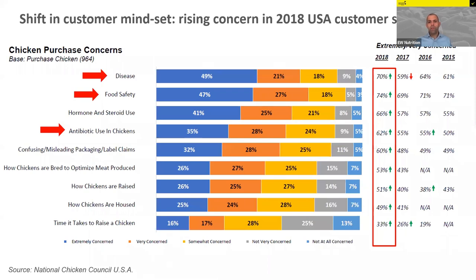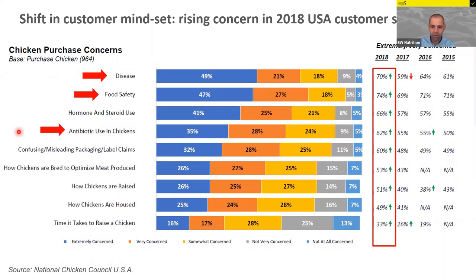I would like to start with the customer perspective. I will use this survey, which was published a year ago in the US. In this survey, US customers were asked to what extent they were concerned about different topics when purchasing chicken products. For all of the concerns shown on this slide, there was a significant increase in people answering they were very or extremely concerned about topics like disease, food safety, and antibiotic use in chicken.